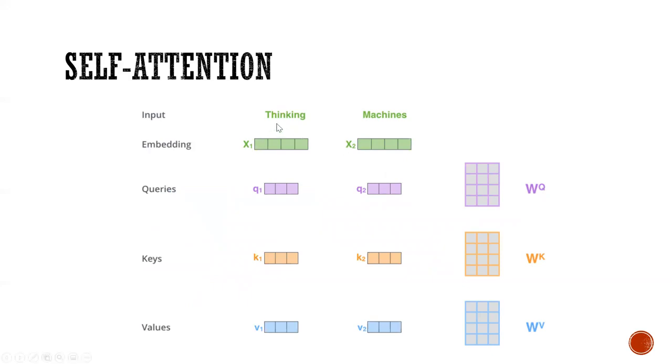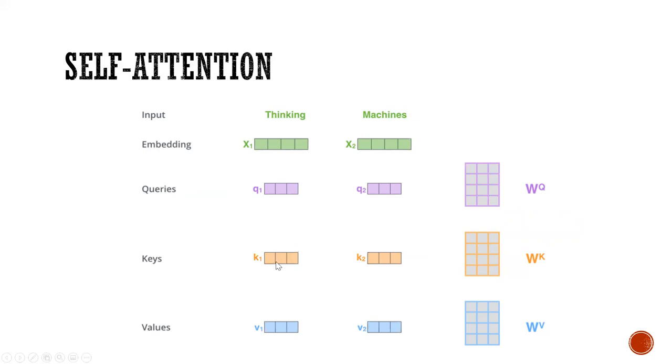Say we have "thinking machines," and first we extract simple word embeddings for thinking and machines. Then we have some transformation matrix. Remember we need queries and values, and here they have the keys as well. I think the keys play the part of the values. Earlier, we directly compared values and queries, while here they add one more vector to compare with the queries.